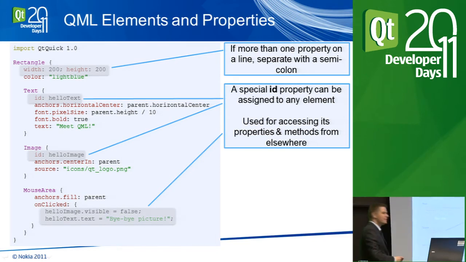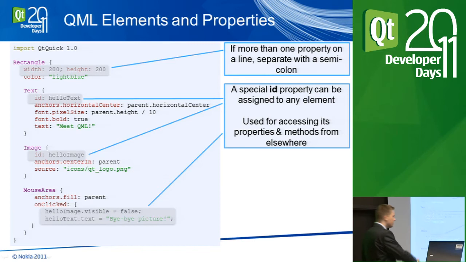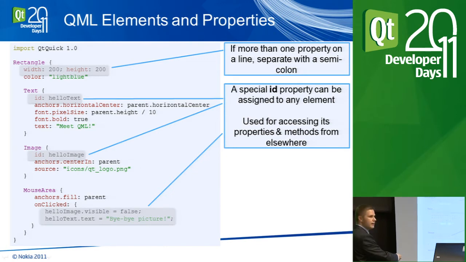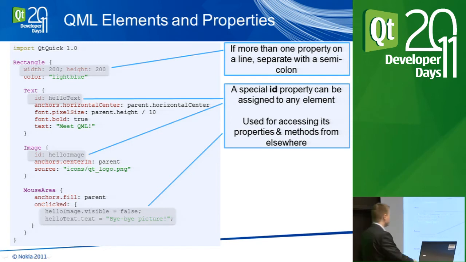Okay, and this ID can then be used for accessing the element from other elements. Like, for example, in here, we are addressing this hello image and accessing its visible property. So this is hello image, and it has a property named visible. And similarly, hello text property here is being modified.